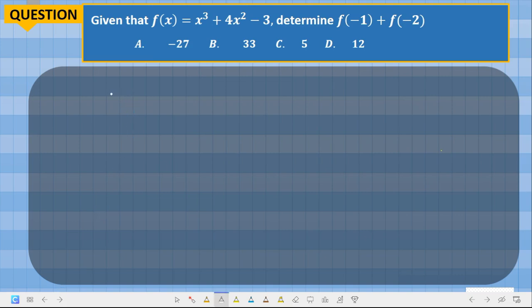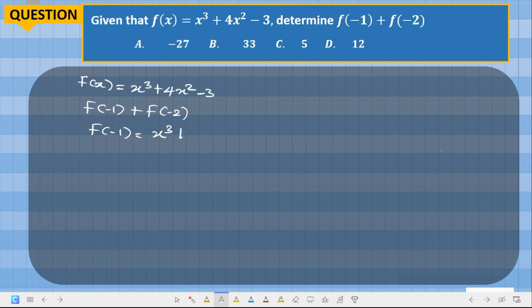Now to the next question. Now given that f of x is equal to x raised to the power of 3 plus 4x squared minus 3, determine f of minus 1 plus f of minus 2. Now the first thing is to find f of minus 1. F of minus 1 is equals to what? X raised to the power of 3 plus 4x squared plus 3. It means wherever you see x, put minus 1. Okay? Why? Because we initially have f of x, and x has been replaced by what? Minus 1. So wherever you see x, put minus 1.